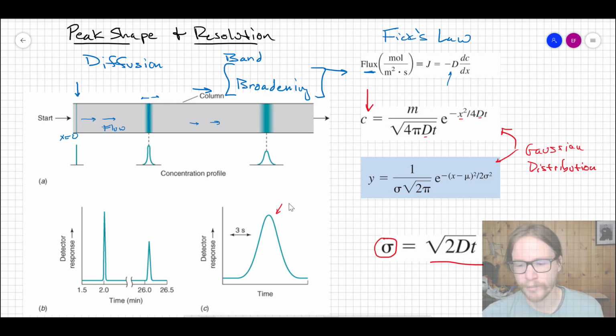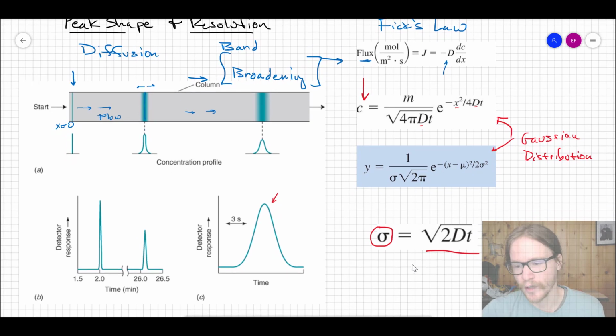So this tells us many things, but the first thing it tells us is that the width, or the broadening effect, is proportional to the square root of time, because 2 and D are constants. And so that is the first conclusion that we get here, time being how long our compound is on the column. Because if you have a concentration gradient, then the longer that thing is allowed to diffuse or flux away from that concentration gradient, it will.